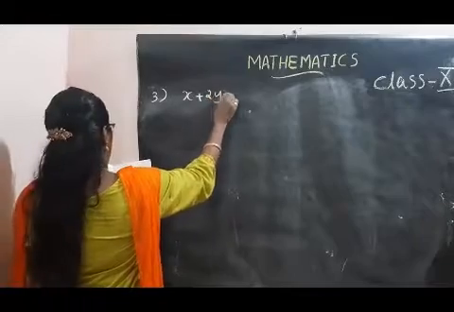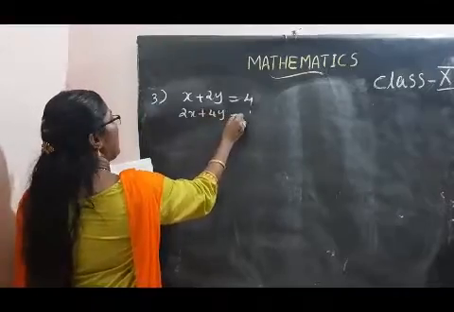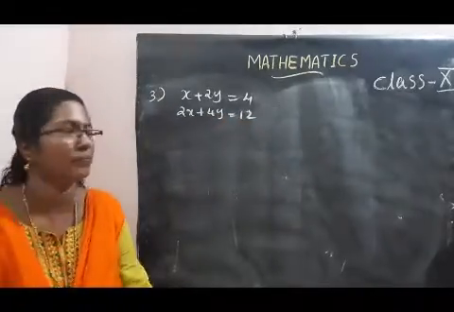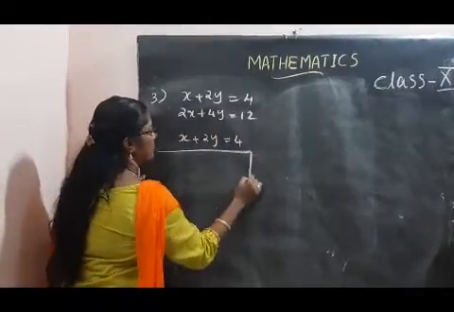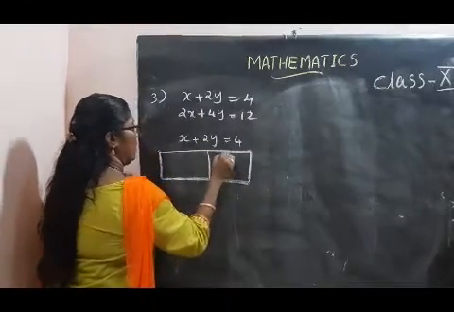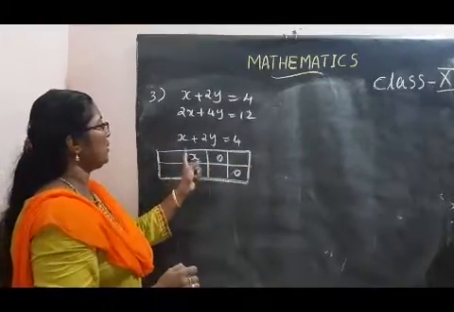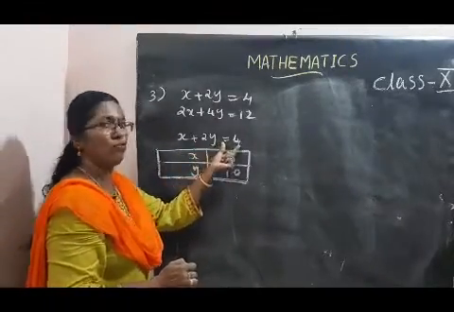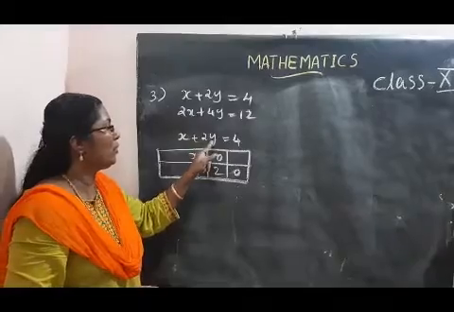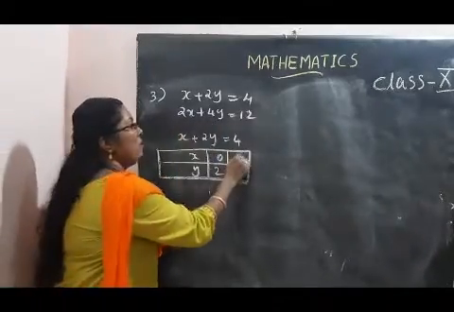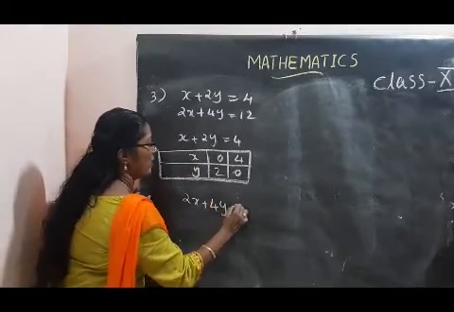Okay, consider the third example: x plus 2y equal 4 and 2x plus 4y equal 12. First one, x plus 2y equal 4. Substitute x equal 0, 2y equal 4, y equal 2. Again, y value is 0, 2 into 0 is 0, that is x equal 4.